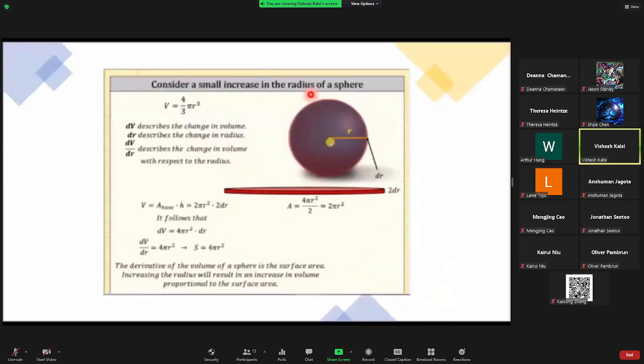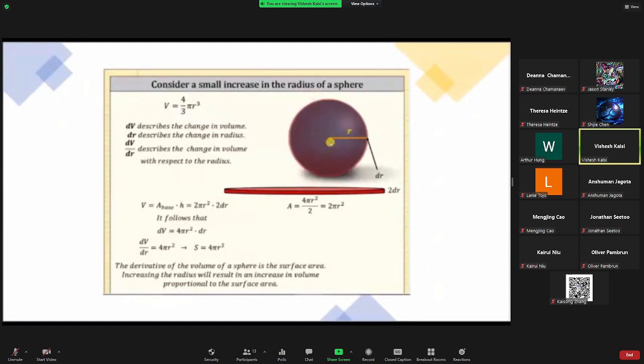I'm going to explain why the derivative, or the rate of change, of the volume for a sphere is equal to its surface area. Let's start by describing some basic terminology. dV describes the change in the volume, dr describes the change in the radius, and dV upon dr gives us the rate of change in the volume with respect to the radius.